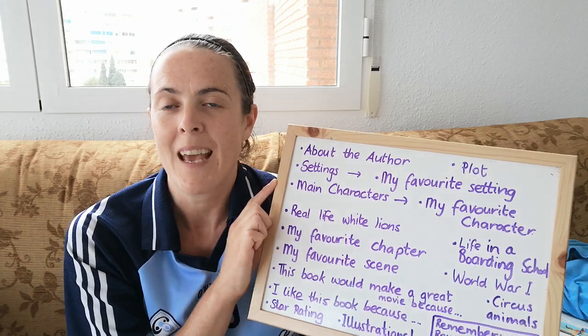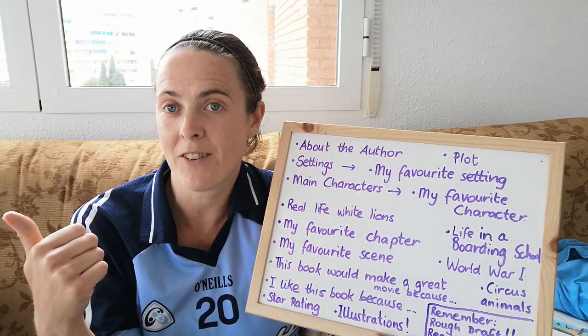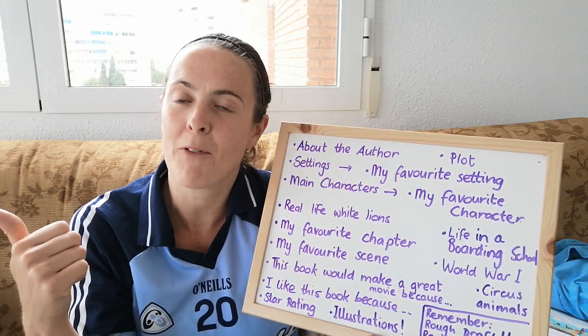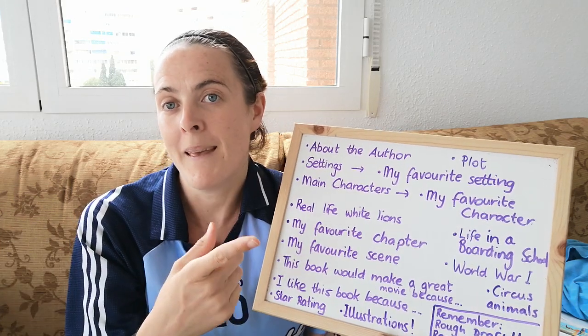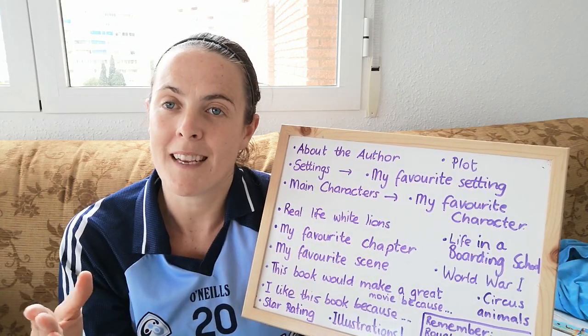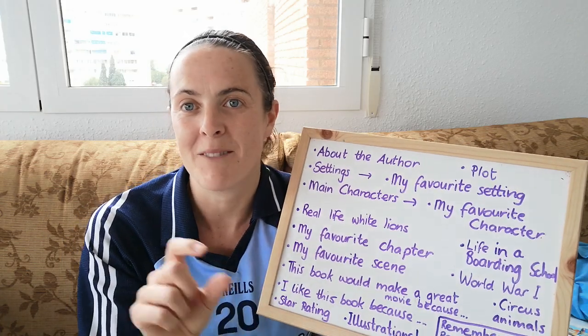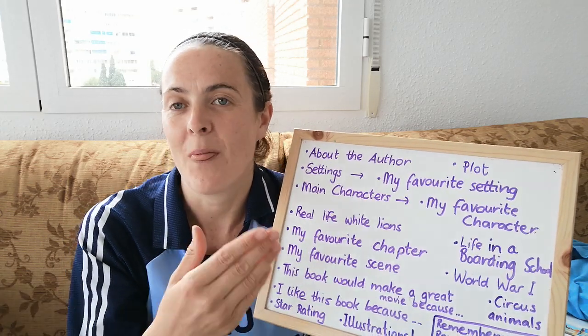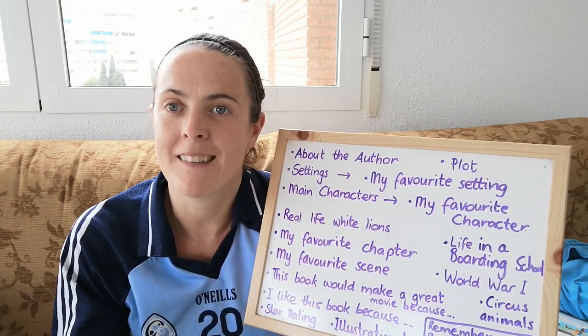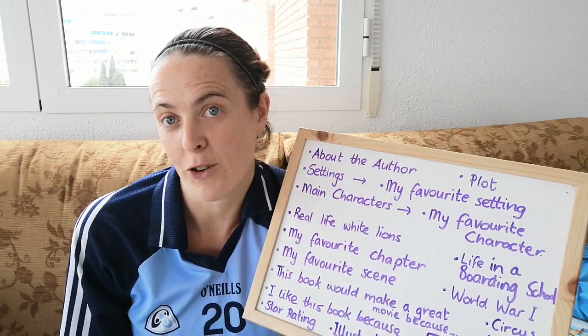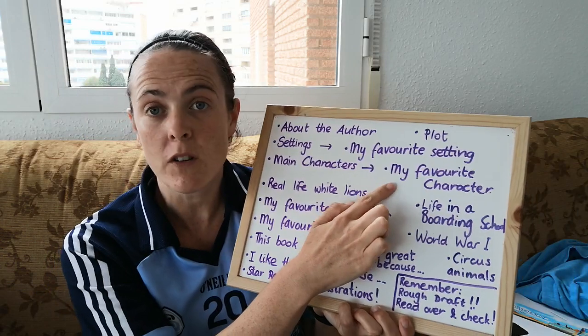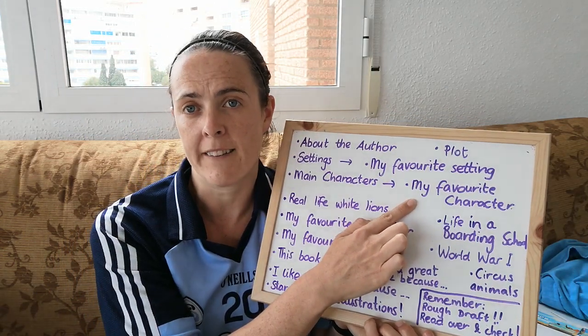For example, the narrator, a young boy who escapes from his boarding school. Millie, an old lady who he meets when he escapes from the school. Bertie, Millie's friend, okay? The white lion, Bertie's pet lion, etc. Then you can do a section about your favorite character.